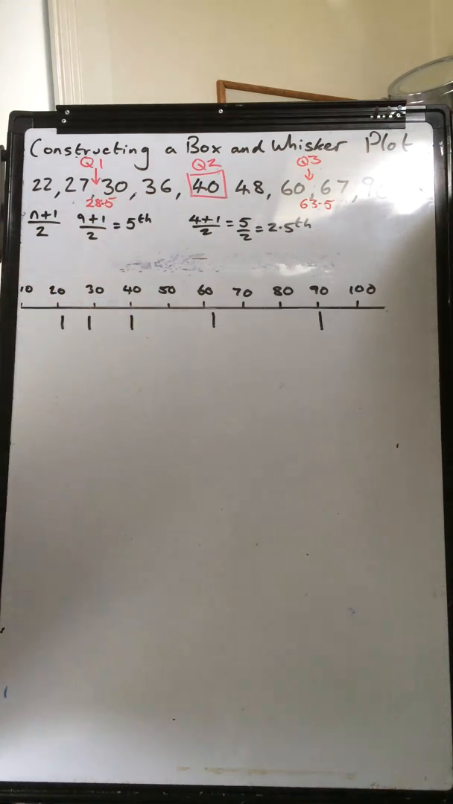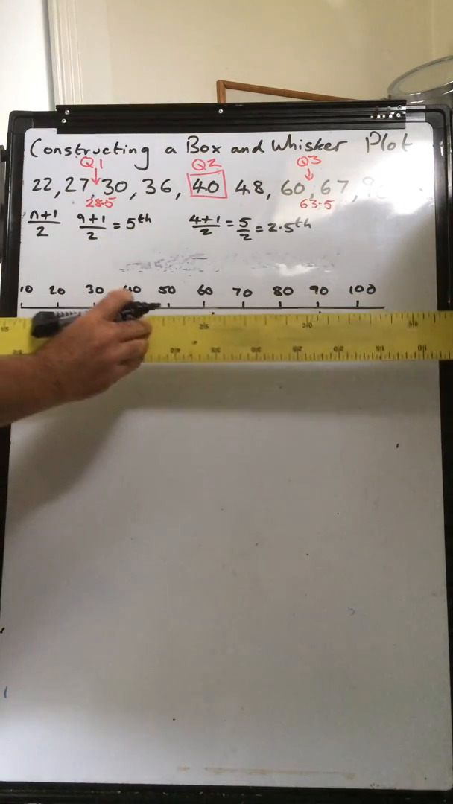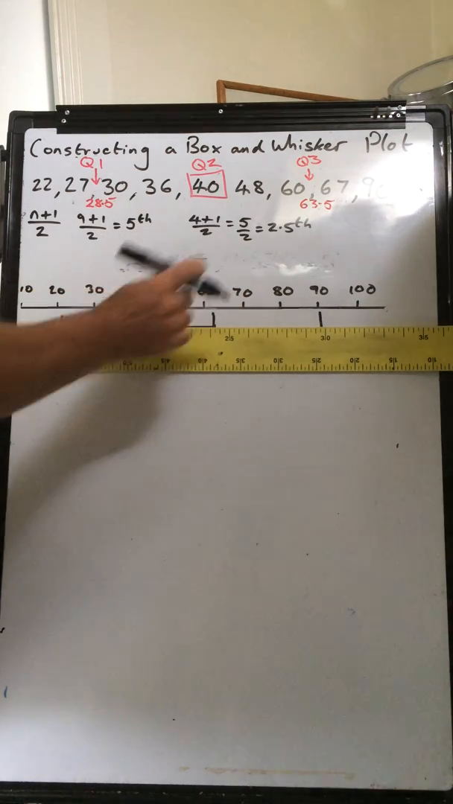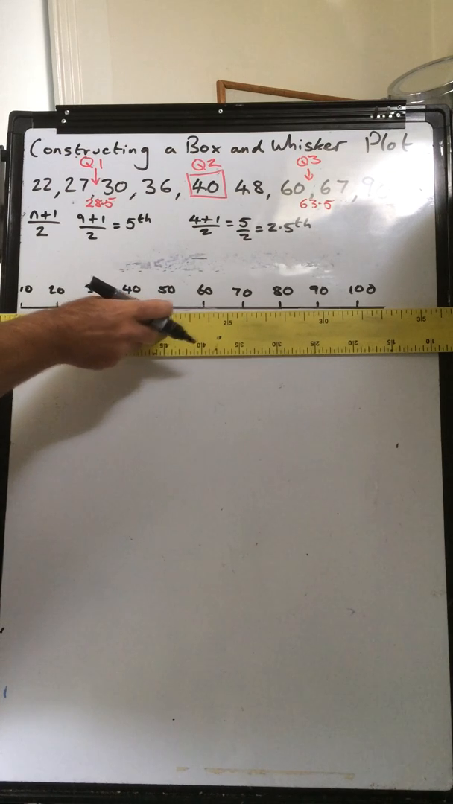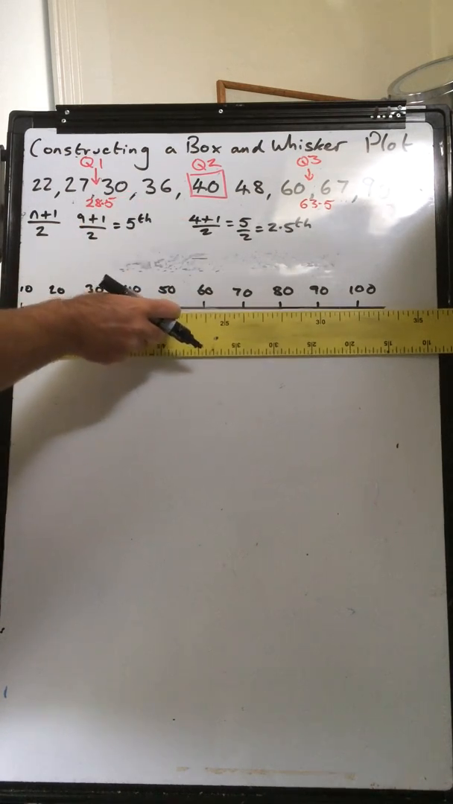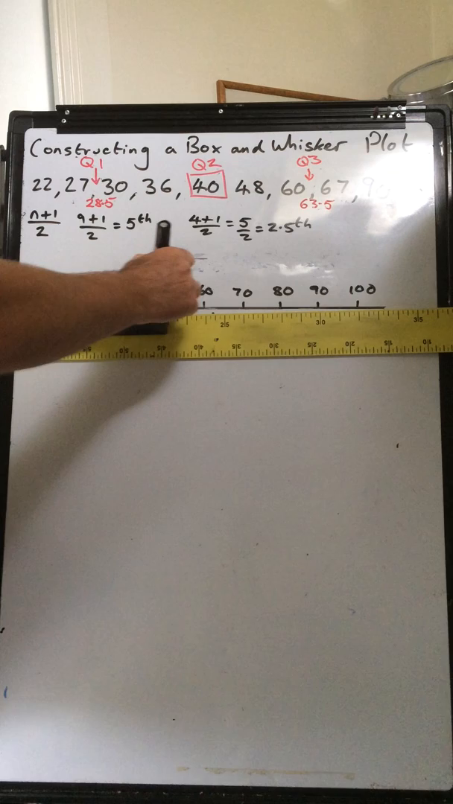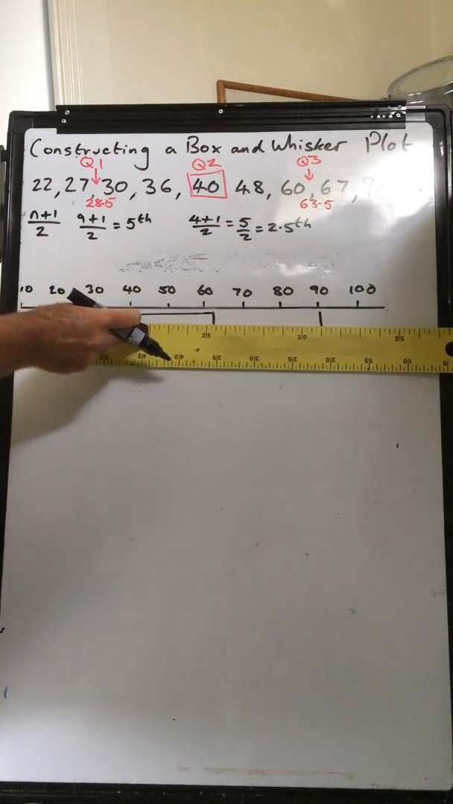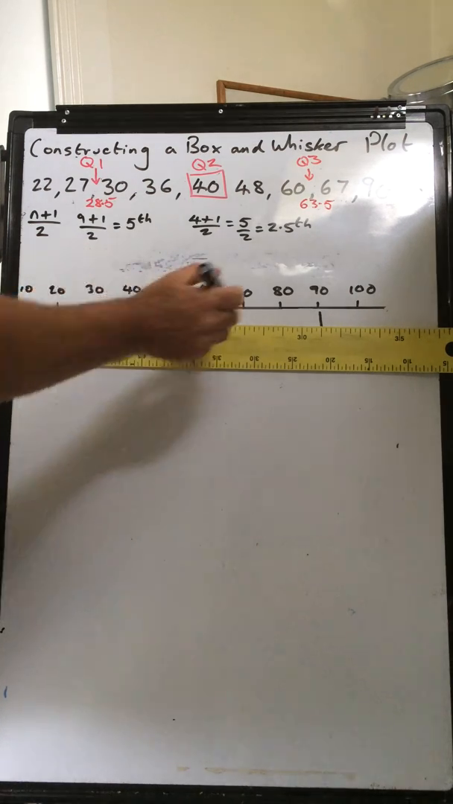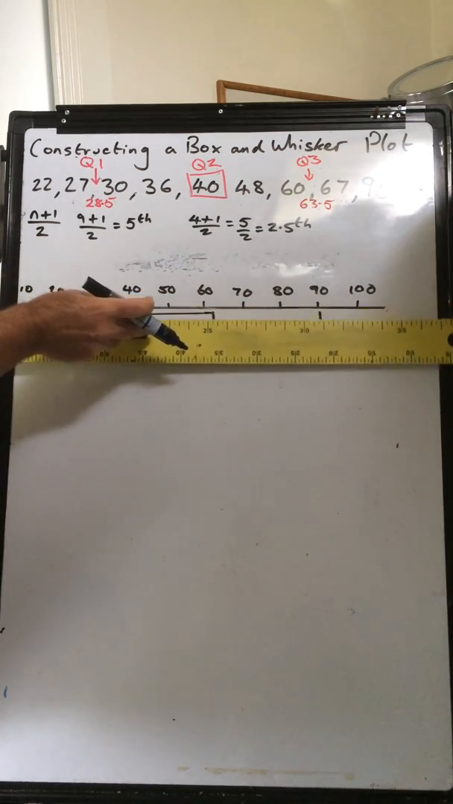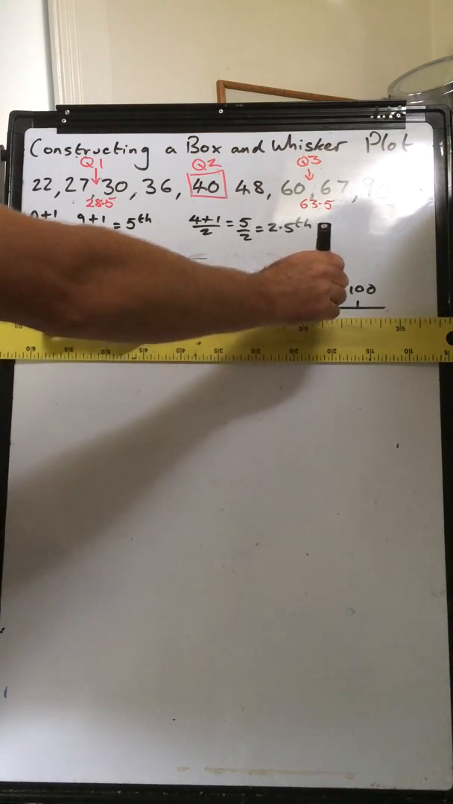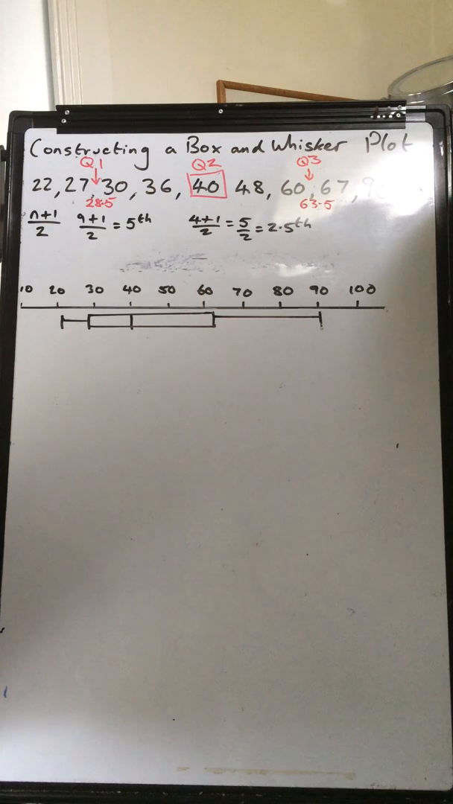Now we use a ruler and we construct our box and whisker plot as neatly as we can. Easier said than done with a magnetic ruler. And there we have it. There's our box and whisker plot formed.